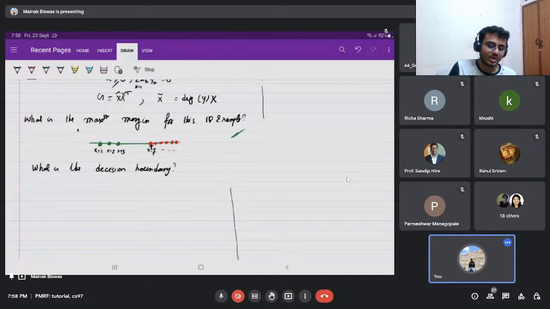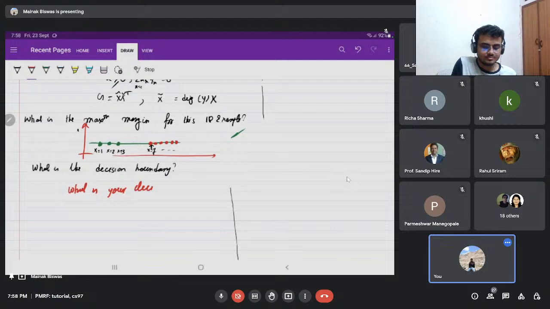So what my question is: say the data is in 1D, but your decision boundary is, say, in 2D. So what will be the equation of your decision boundary? Can anyone tell me? And what is the margin?